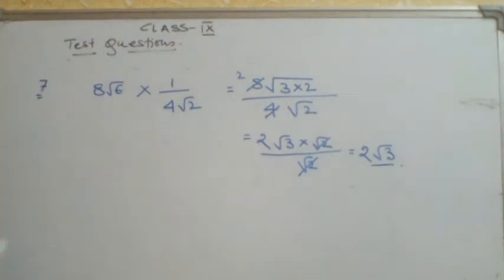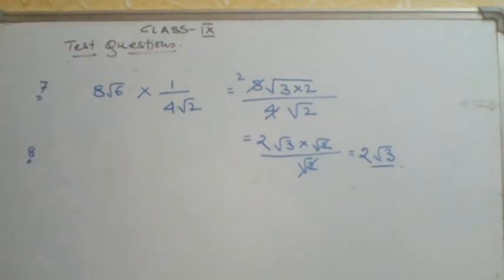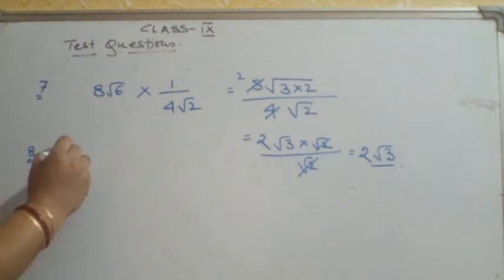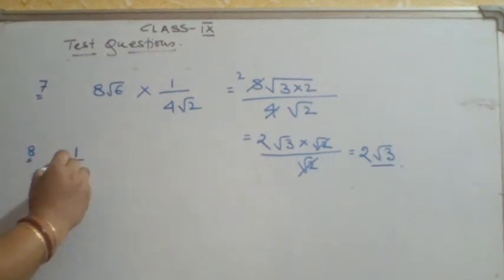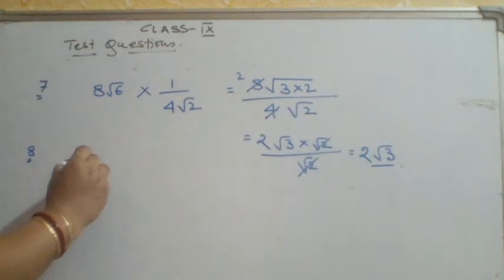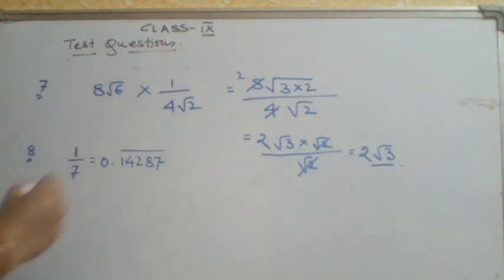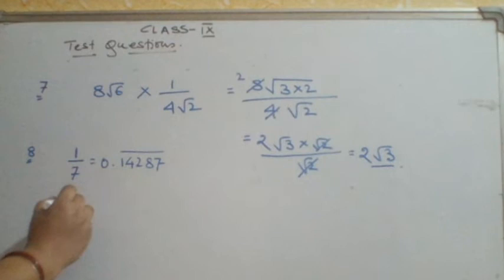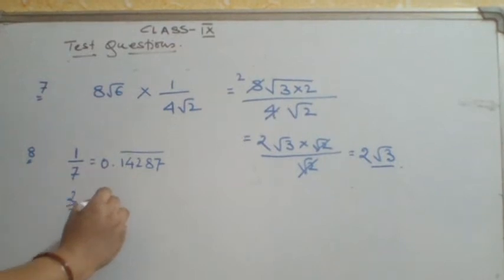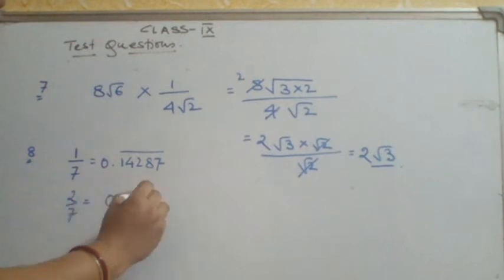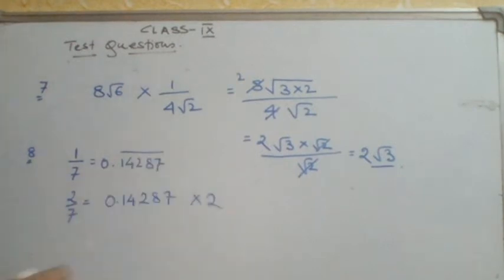Now the 8th question. This is, I think, from your textbook. One question is there. If 1 by 7 is equal to 0.14287 bar, that is your recurring decimal, then find the value of 2 by 7. You need not do anything. Simply you need to multiply it by 2. This is your recurring decimal.